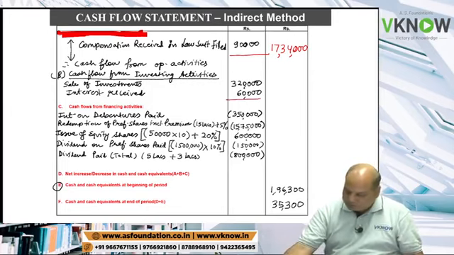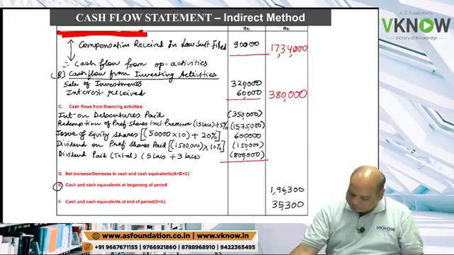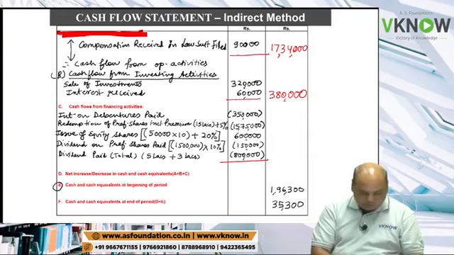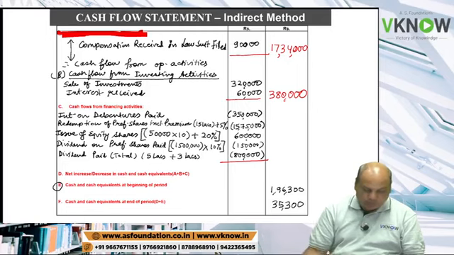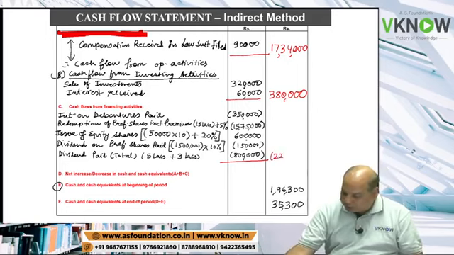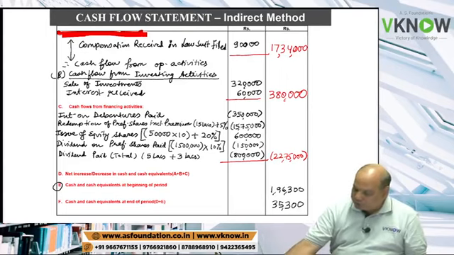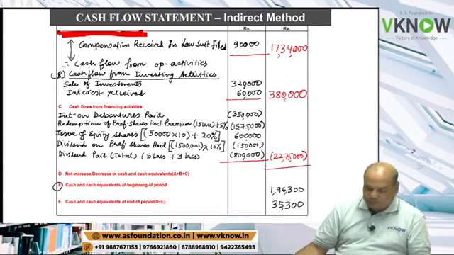Investing activity, easy, without calculator, 3 lakh 80,000. Financing activity, try financing activity. All of you, please tell me total of financing activity, so that I am getting in bracket 22 lakh 75,000. Yes. So now we have all the three activities in the outer column.